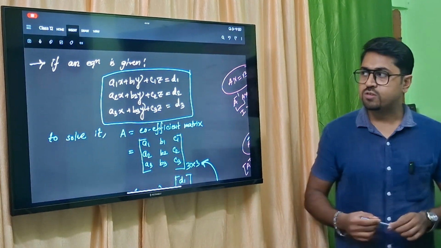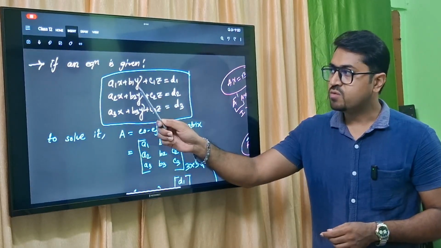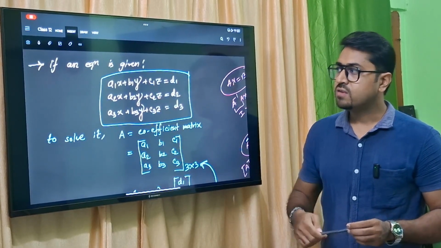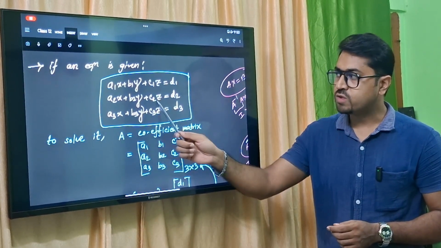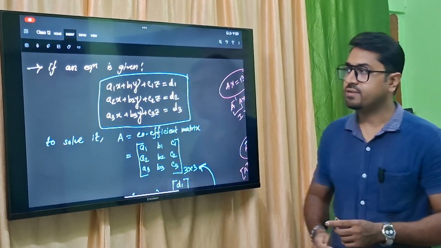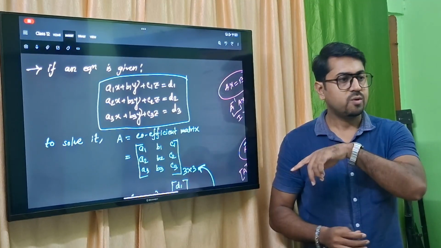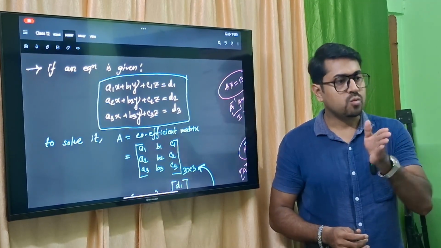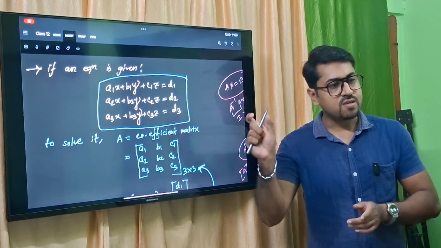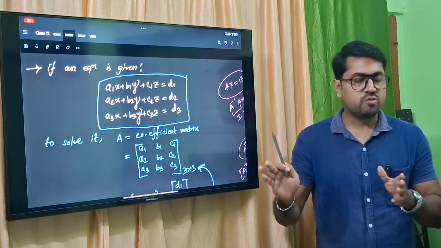So let the equations be given in the general format. General format is a1x plus b1y plus c1z equal to d1. Similarly, a2x plus b2y plus c2z equal to d2, and a3x plus b3y plus c3z equal to d3. Whatever the equations are given, you have to maintain this format. What is the format? x, then y, then z equal to the single constant term. So always maintain this format, whatever the equation is given in the form of.